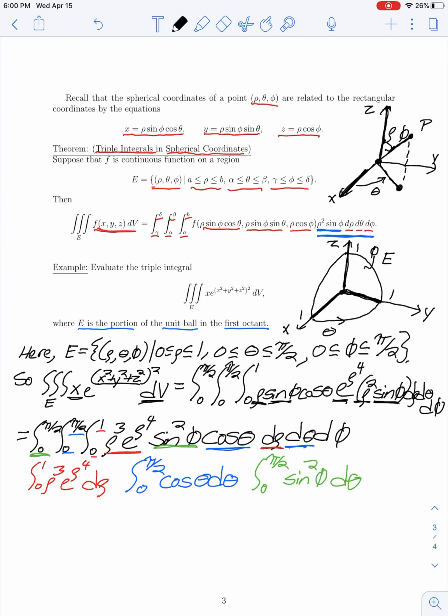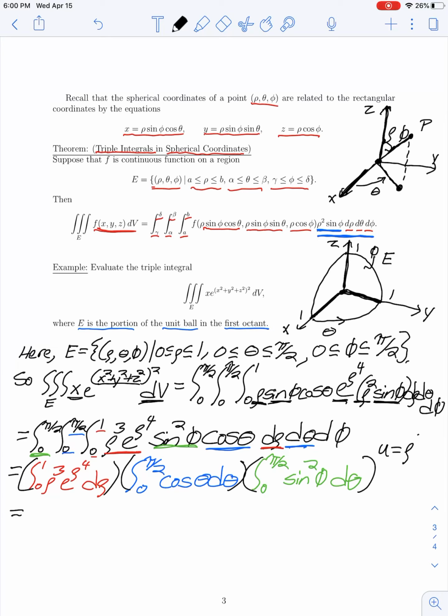And then here we can see what we're left with is just the product of these individual integrals with respect to each variable. So in the case that our limits of integration for all three variables are constants, we can think about this as a product since none of our limits of integration were functions of the other variables. So let's evaluate this. To evaluate our first integral, rho cubed times e to the rho to the fourth, we're going to make use of a substitution, so a little scratch work on the side.